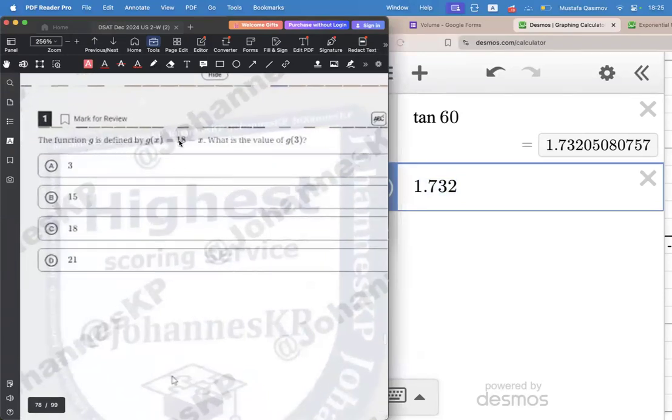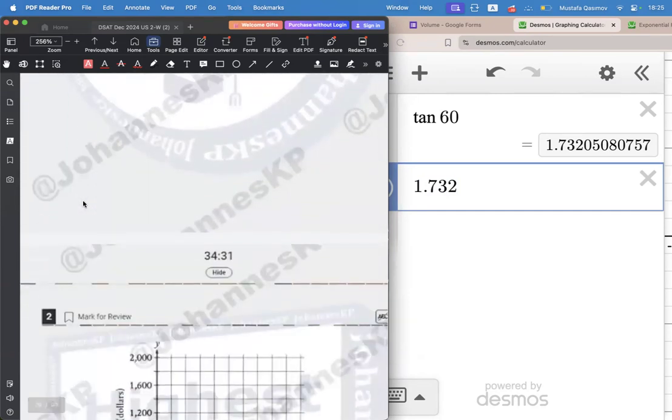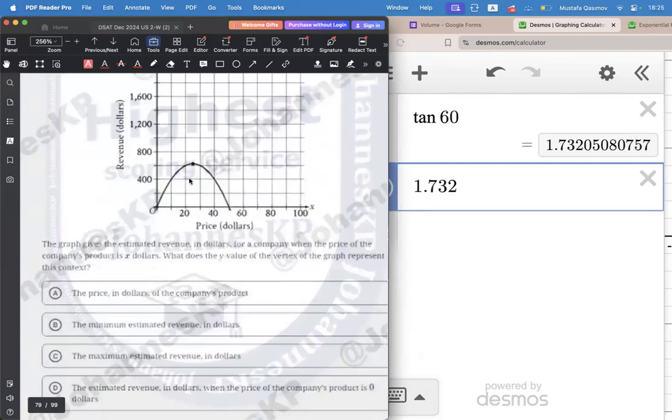Okay, function g is defined by g of x is equal to 18 minus x. What's the value of g of 3? Write 3 instead of x, so 15. B. Second one. What does this point represent? It is maximum. The answer is maximum estimated revenue, C.